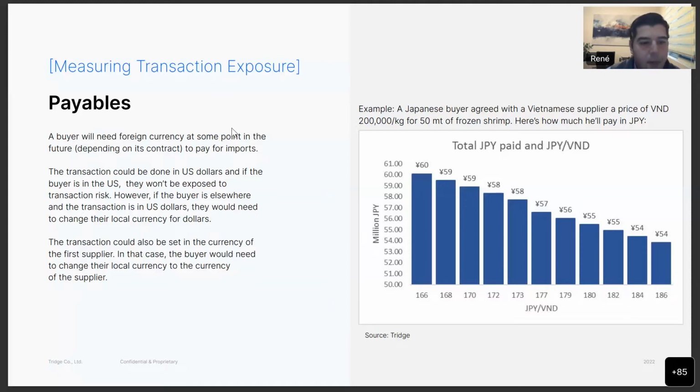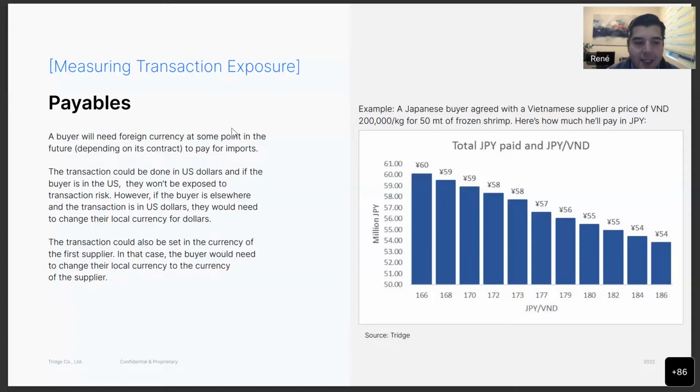Our buyer can map what he actually needs to pay in Japanese yen depending on exchange rate fluctuation. So if the yen stands at 166 Vietnamese dong per yen, you can see here in the first column, he will have to pay 60 million yen. And of course, he doesn't want that.